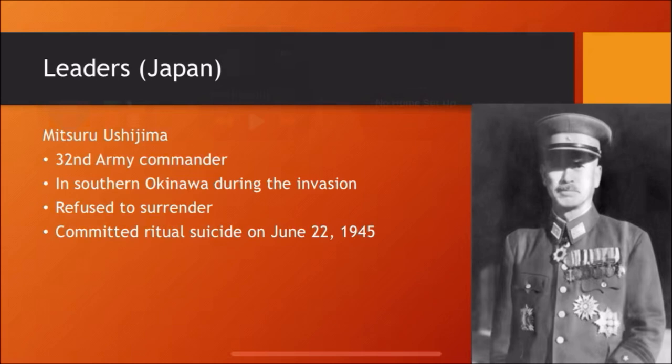Ushijima preached to his army to fight as long as they could. Commander Ushijima refused to surrender even after his troops lost ground to the American forces. He committed ritual suicide to prevent himself from being captured on June 22nd, 1945. He did this after the final Japanese offensive attack failed. After his death, the battle immediately ended.